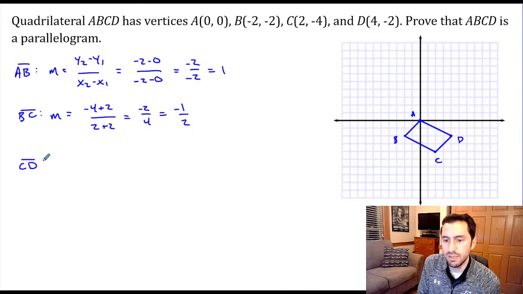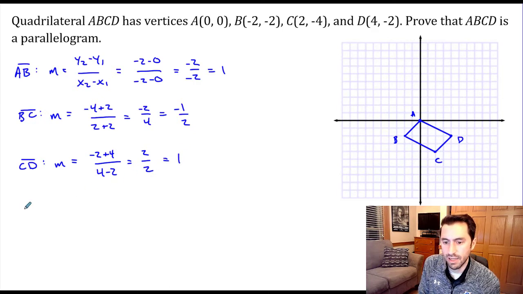All right, so now CD. The slope here, subtracting the y values, we have -2 minus a -4. And for the x values, 4 minus 2. So this is going to be 2 over 2, which simplifies to 1.